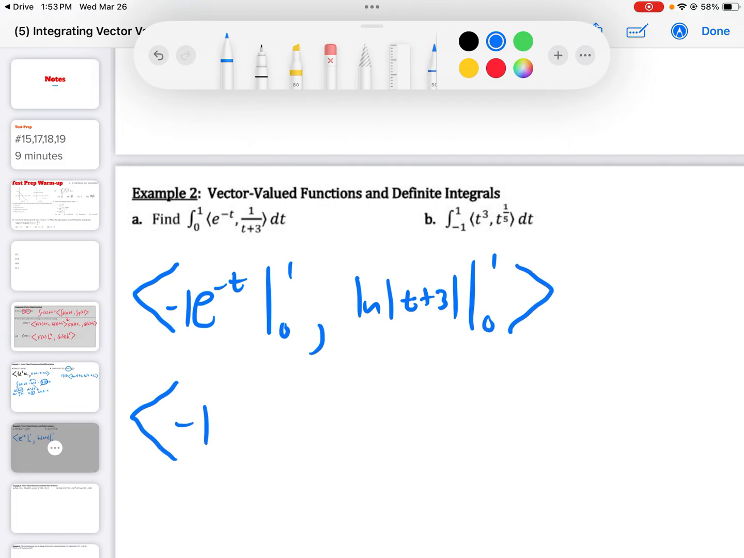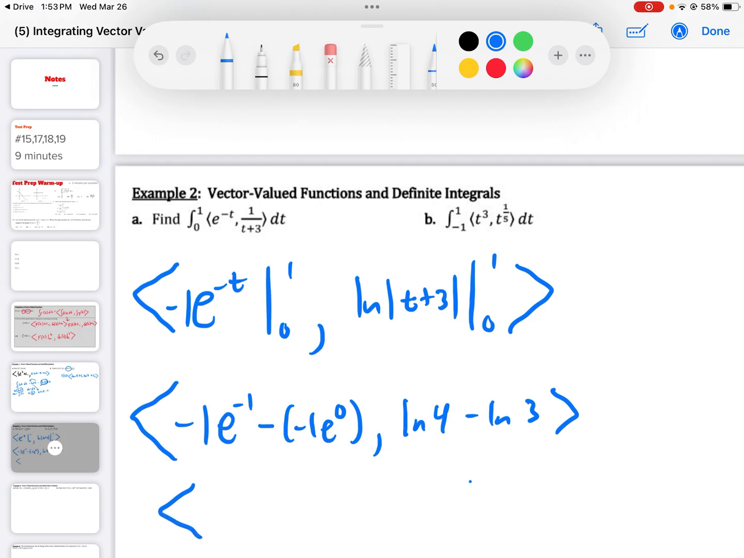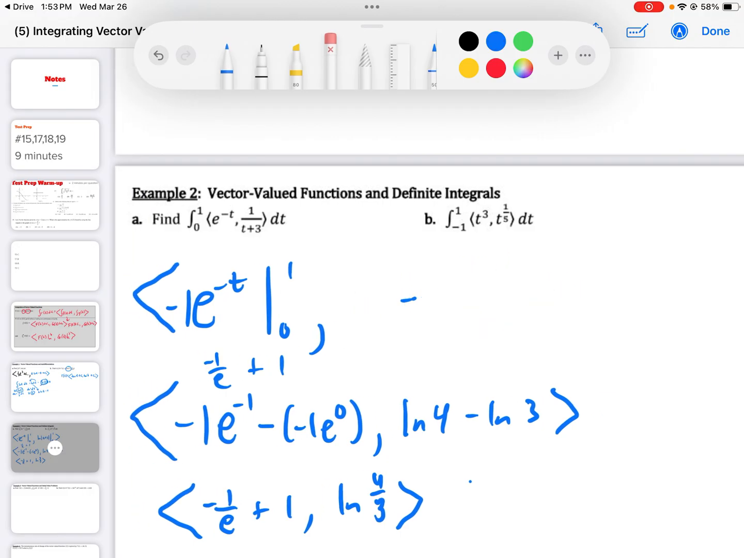So now we plug in our limits of integration: negative 1 times e to the negative 1 minus negative 1 times e to the 0. And then over here, the natural log of 4 minus the natural log of 3. Cleaning this up, what would that be? Negative 1 over e plus 1. And then this I could rewrite as the natural log of 4/3. All right, next one.